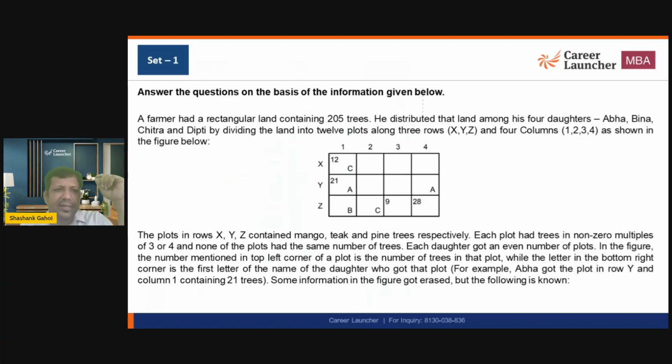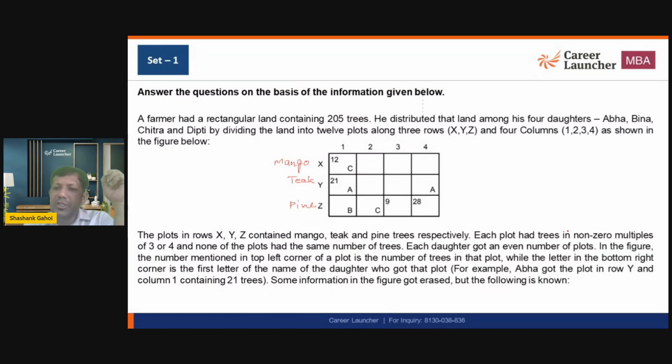Today's set, what does it say? A farmer had a rectangular land containing 205 trees. He distributed that land among his 4 daughters A, B, C, D by dividing the land into 12 plots. So rows are X, Y, Z, columns are 1, 2, 3, 4. We can see in the figure itself. The plot in row X contained mango. So basically we got mango trees over here, then we got teak trees over here, and we got pine trees over here.